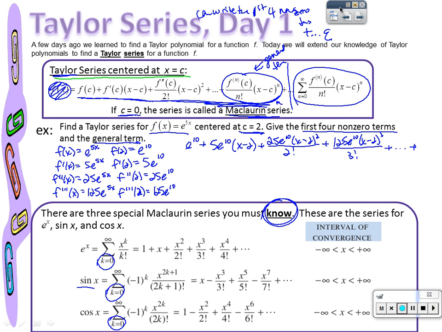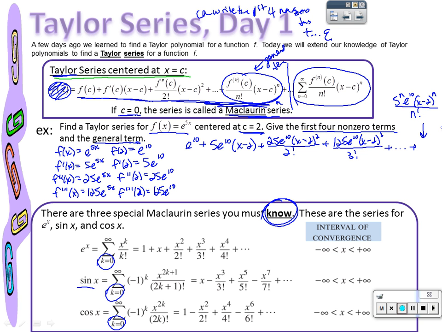Okay, so the general term would be, and I would put it right here, 5 to the n. That would take care of this piece. They all have an e to the 10, so we'll go ahead and put that there. X minus 2, how am I going to be able to recreate that to the n? That would work. X minus 2 to the n, and then over n factorial. Okay, that would be our general term.